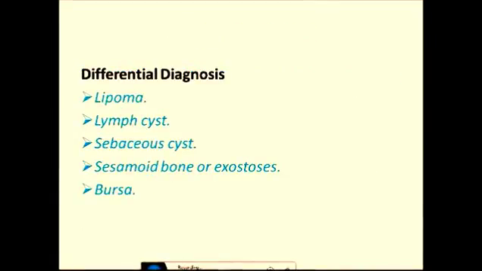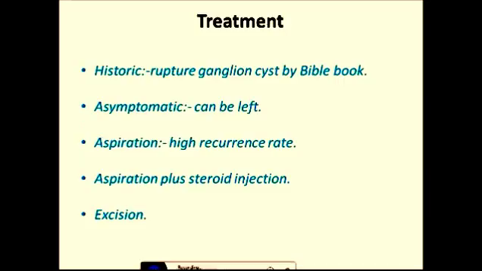The differential diagnosis can be a lipoma or a lymph cyst or a sebaceous cyst or a sesamoid bone or exostosis, and it can be a bursa also. The treatment of ganglion is, historically what they used to do is they ruptured the ganglion cyst by a Bible book, and it used to rupture, the ganglion disappeared, again to reappear maybe.